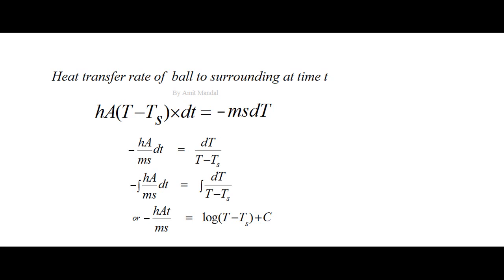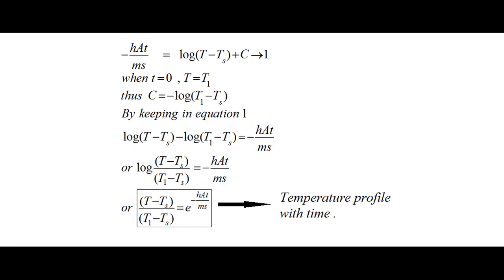Now integrating both the sides, since it is integration without limits, we get minus hA t upon m s must be equal to log(T minus Ts) plus c. Now how to find the value of c? It's simple, by the boundary conditions. When time is 0, when the experiment was just started, what is the temperature of the ball? T1, that is the initial temperature. So keeping time equals to 0 and capital T equals to T1, we get c equals to minus log(T1 minus Ts).